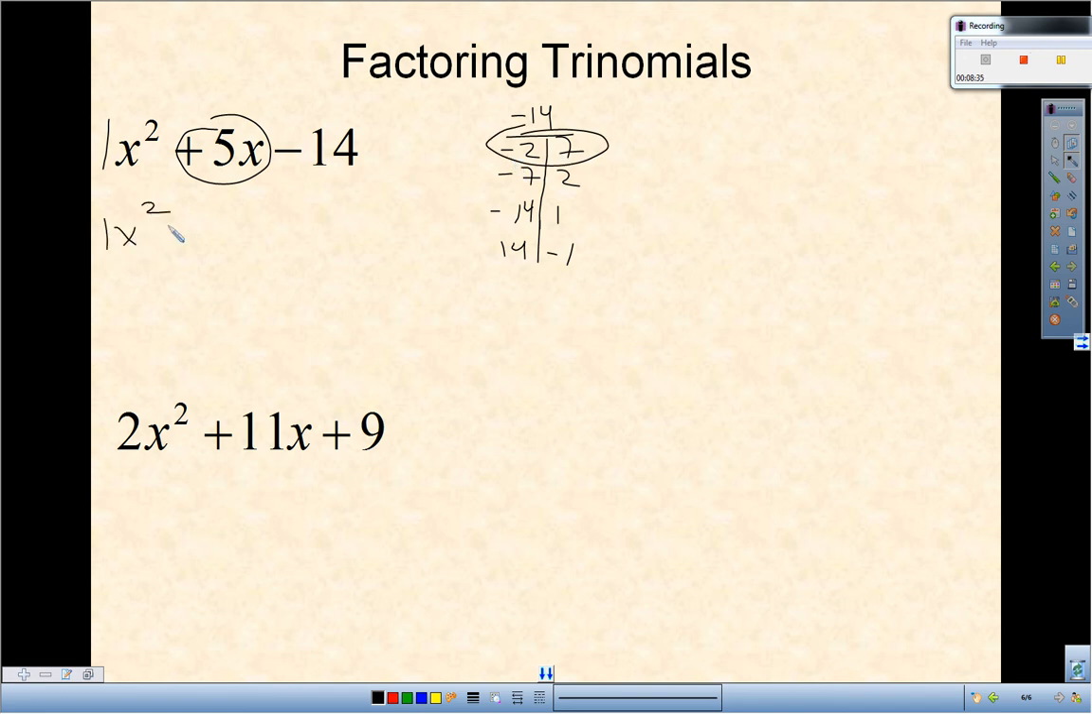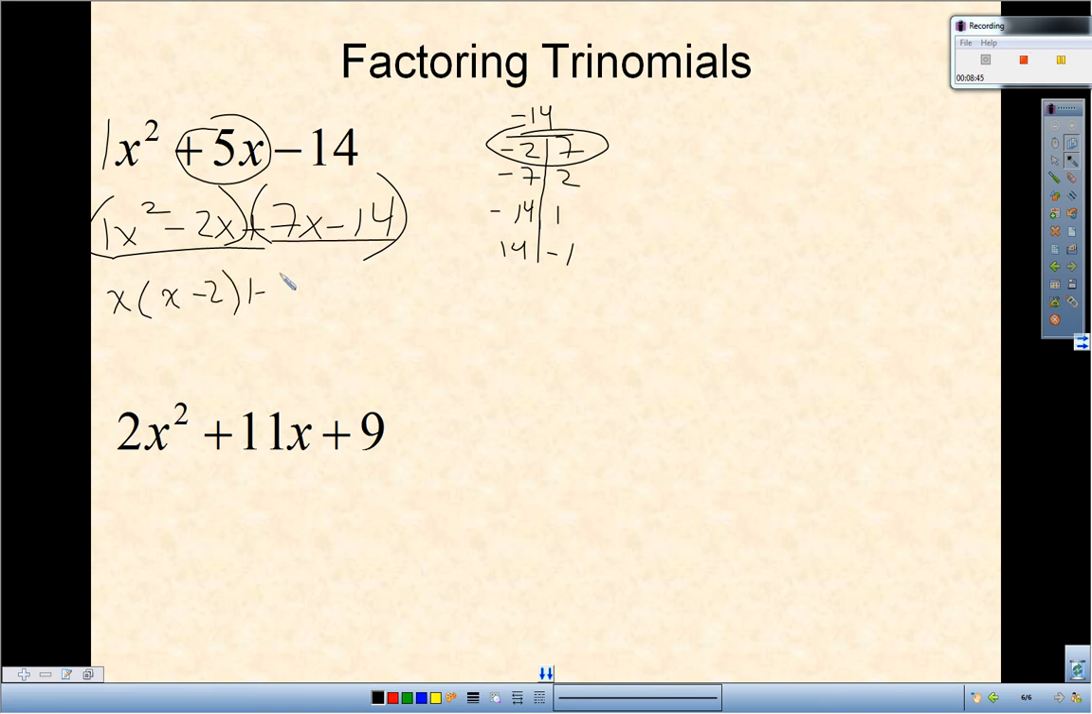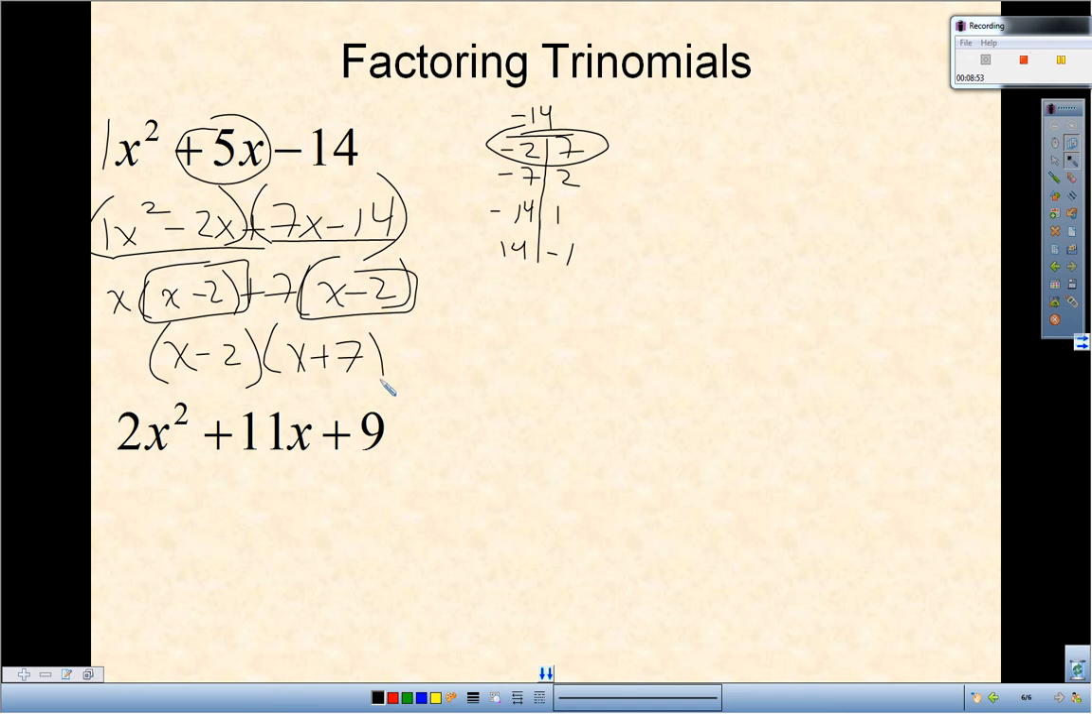So 1x squared minus 2x plus 7x minus 14. I've got four terms. Group them. My GCF in the first group will be x. That'll leave me x minus 2. My GCF in the second group will be positive 7. That'll leave me x minus 2. I know I did it right because x minus 2 is the same, so that's my GCF, and what's left over is x plus 7, and there's my factored form.